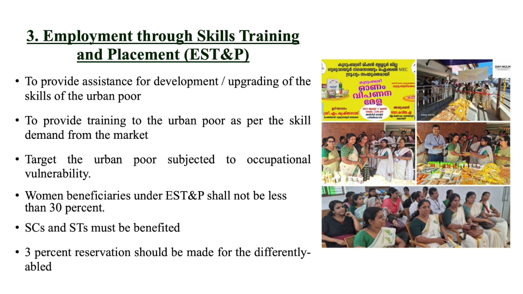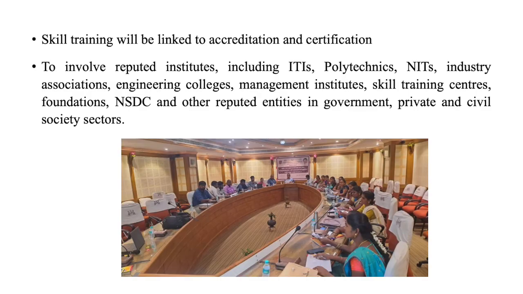The percentage of women beneficiaries under this component shall not be less than 30%, whereas SCs and STs must be benefited at least to the extent of the proportion of their strength in the city and town population of the poor. A special provision of 3% reservation should be made for the differently abled under this program. Apart from this, special attention will be paid to the skill upgradation of vulnerable groups like beggars, rag pickers, construction workers, destitutes, etc.